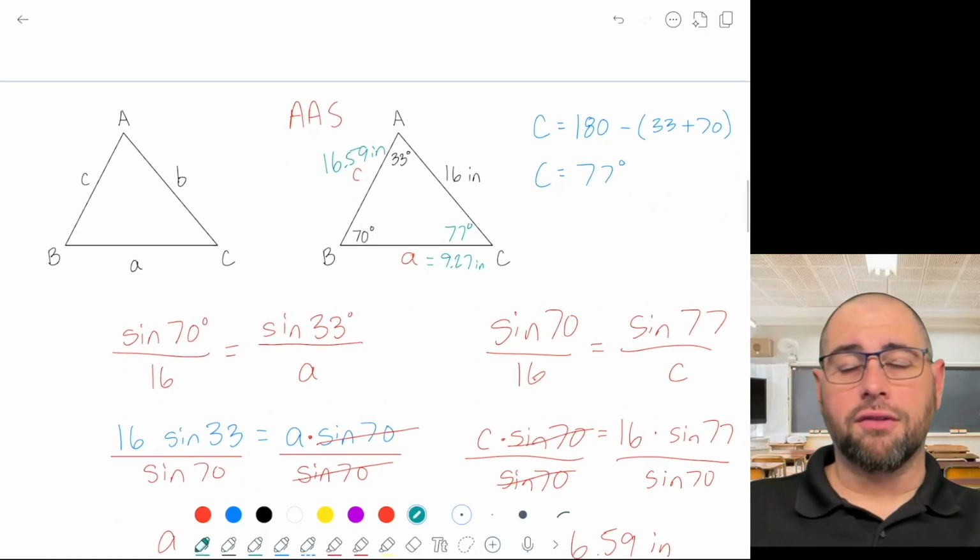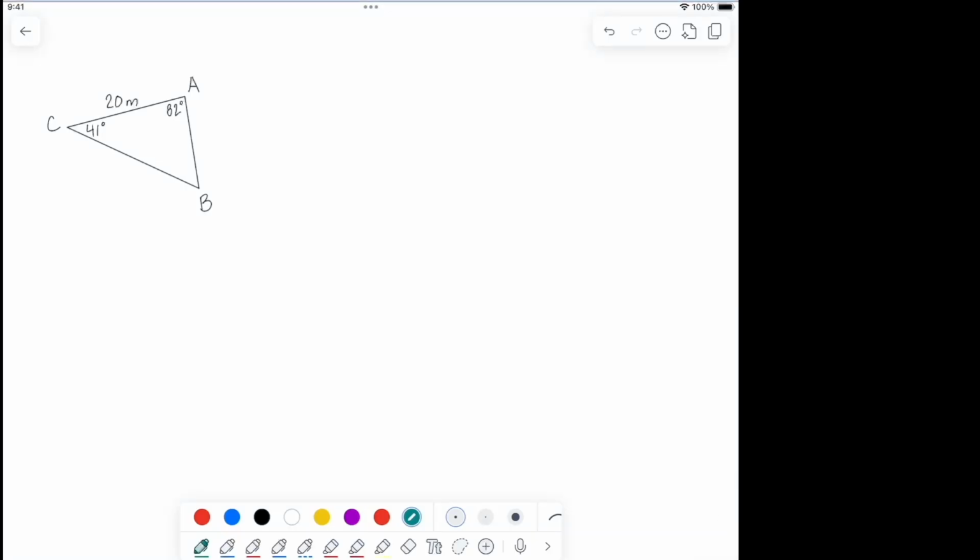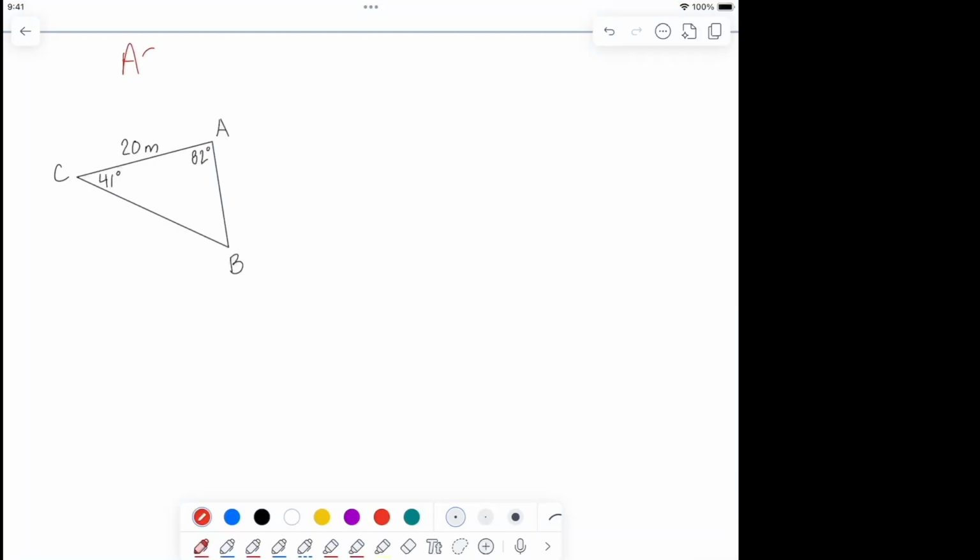At this point, we've solved for all of the angles and all of the sides. And this is what's considered solving a triangle. Now let's go ahead and do this one. This is an angle side angle case. We know the included side between two angles.